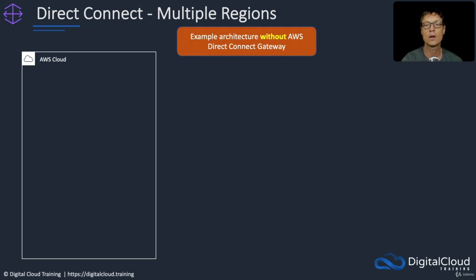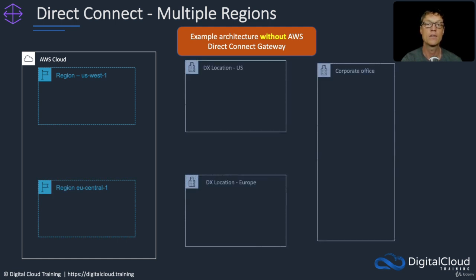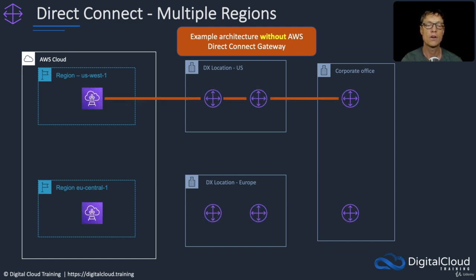So here's an example architecture where we're not using Direct Connect Gateway. Now, we have multiple regions and we have an office. And we have multiple DX locations in different parts of the world. And what we're doing is we're connecting each of those regions to a DX location that's close to that region and then into a corporate office. And we're doing the same in the EU Central 1 region at the bottom here as we are in US West 1. So this company now has multiple locations where they then have connections into AWS using DX.